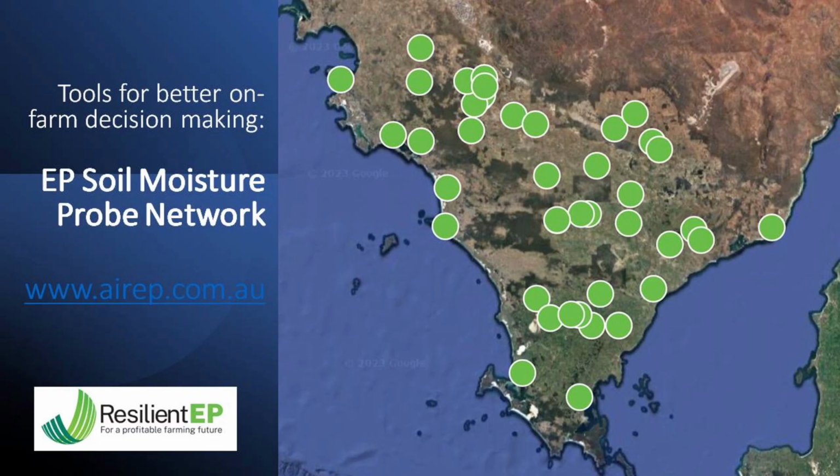The EP Soil Moisture Probe Network contains around 35 probes which cover off on most farming areas across the Eyre Peninsula. As part of the project, a user-friendly app was developed in conjunction with input from both growers and consultants.